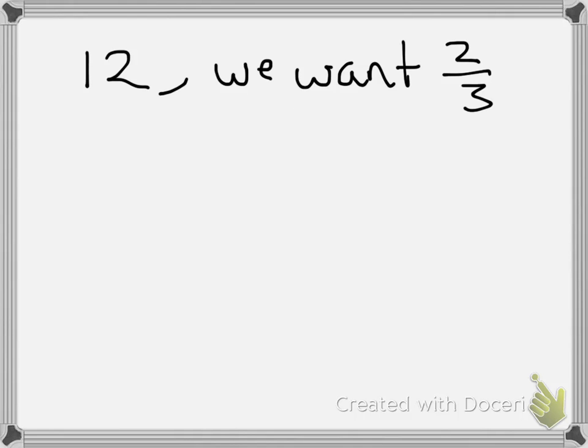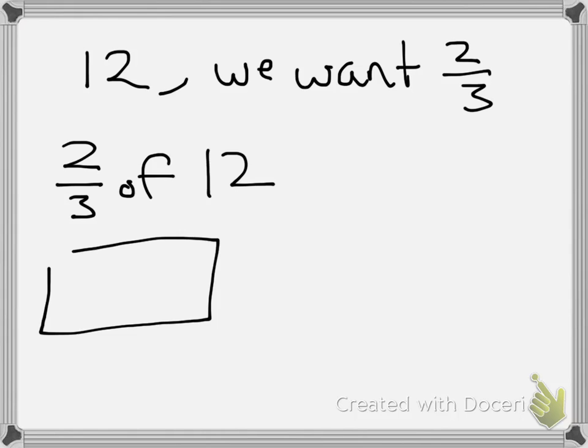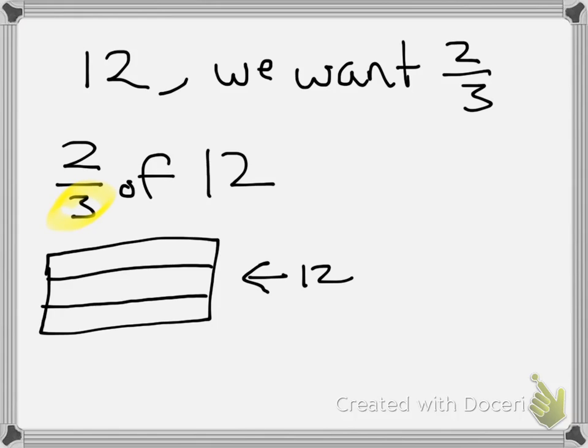Alright, in our next problem, we have 12. But we want 2/3 of 12. So I'm going to say, I want 2/3 of 12. And so I'm going to draw a picture again, and I want my total, my whole, to be 12. I want 12 in there. But I'm going to draw my pieces first because I want to spread that 12 out evenly. So notice that we have 3 pieces total. 1, 2, 3.